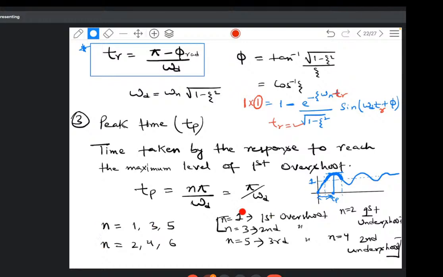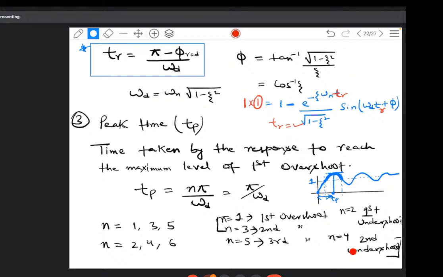For first overshoot, n is equal to 1. For second, n equal to 3. For third, n equal to 5. Now undershoots. For first undershoot, n is equal to 2. For second undershoot, n is equal to 4. For third undershoot, n is equal to 6. So like that it will go. So this is the peak time.